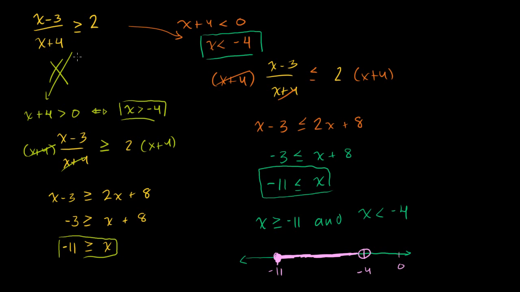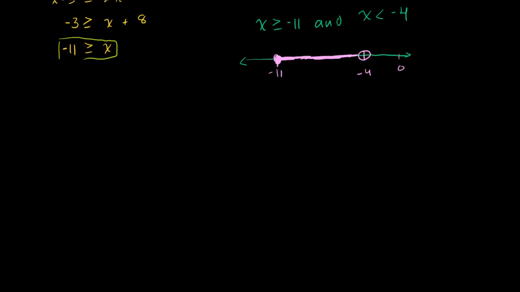Now let's do it the other way. Let's do it where we reason that the numerator and denominator both have to be positive or negative. Let's see if we can do the same problem that way. So let me rewrite it down here, maybe in a new color. So same problem. x minus 3 over x plus 4 is greater than or equal to 2.